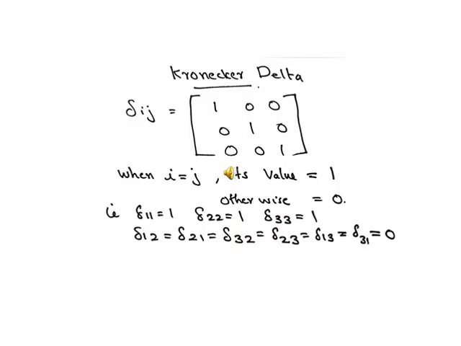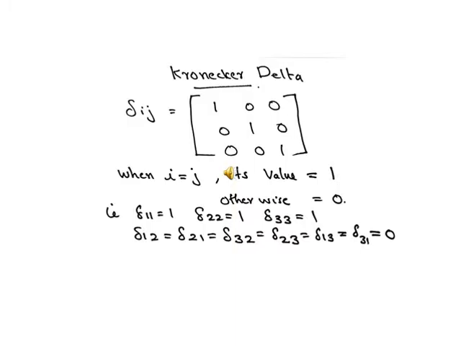It is nothing but diagonal terms only will come. That is, whenever i equals j, its value is 1. i dot i, j dot j, k dot k in our old format. So whenever i equals j, its value is 1, otherwise 0. So del 11 equals 1, del 22 also equals 1, del 33 equals 1. All other terms are 0. We'll go to the next slide.